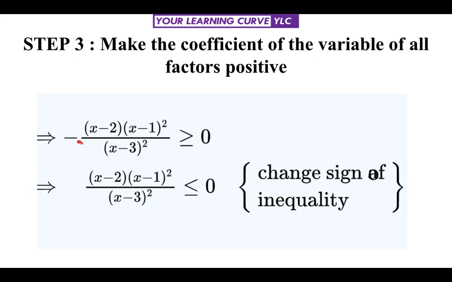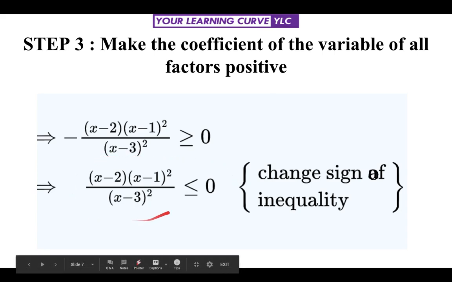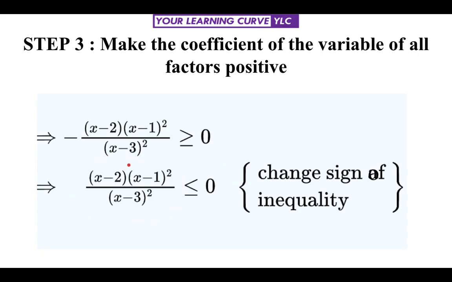Now this negative sign we have to adjust first. What we do, we multiply this entire inequality by a negative sign, and as we all know, if we multiply an inequality by a negative sign, the sign of inequality is reversed. So we have reversed the sign of inequality. Now we have to find that x minus 2 into x minus 1 whole squared divided by x minus 3 whole squared is less than or equal to 0. The values of x which make this function less than or equal to 0 will be our answer.